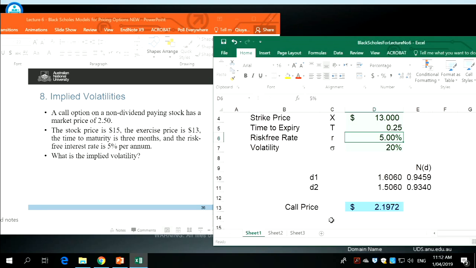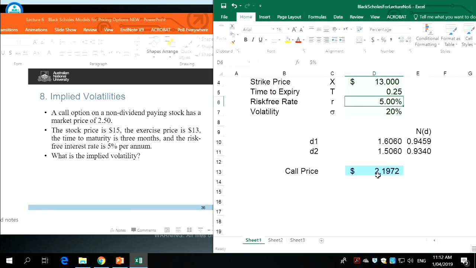Now I try to work out what is the volatility that people use to price this call option. I need to find a sigma so that the call option price will equal $2.50. By working out the sigma, we get the implied volatility, the volatility implied by the option price currently trading in the market. Does everybody understand what I'm doing here, right? So I try to back out the sigma here.